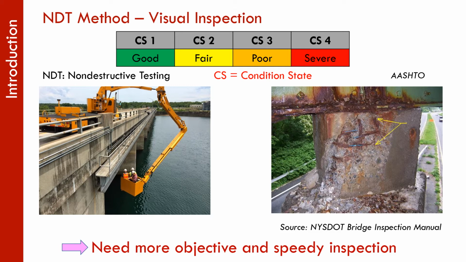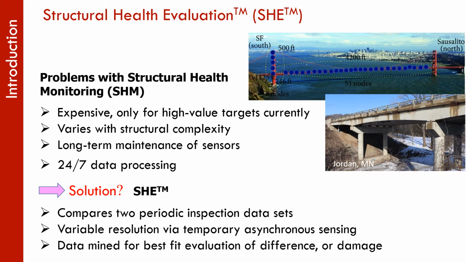We then also have a subjective measure that comes out of it, condition states from good to severe. So we'd like to have something that's more objective. Structural health monitoring may be a great choice for the Golden Gate Bridge, but not a local overpass. So for this purpose, structural health evaluation may be a better choice.